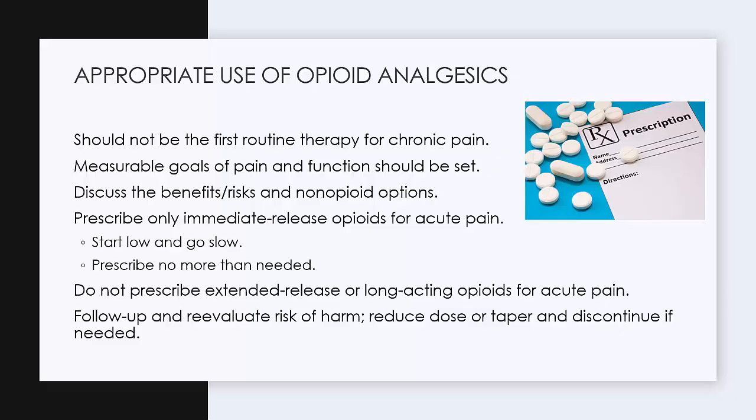Opioids should not be the first line or routine therapy for chronic pain. Clinicians should establish and measure goals for pain and function. Clinicians should discuss the benefits and the risks of opioid treatment and the availability of non-opioid therapies with patients. Prescribe immediate release opioids only when treating acute pain. Start low and go slow.